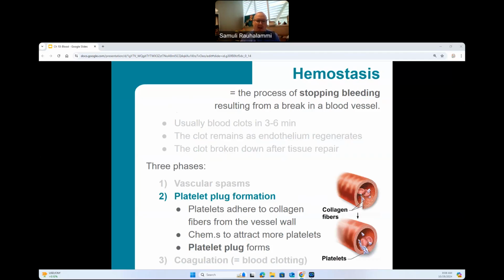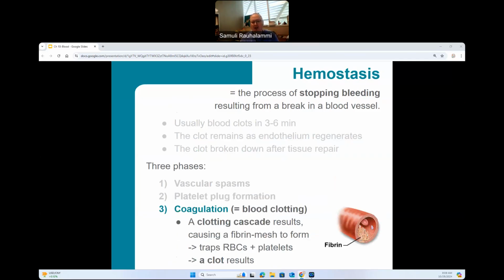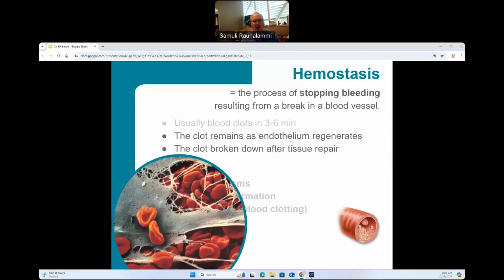And let's look at the third and final phase of hemostasis. So now the injured tissue releases tissue factor, and as a result, a clotting cascade is triggered. As a result of this cascade, fibrin forms a kind of meshwork that serves as a basis for the clot to form. And rather than just showing you diagrams, I also wanted to show a real microscopic picture. We can see here the fibrin clot in a hemostasis process.